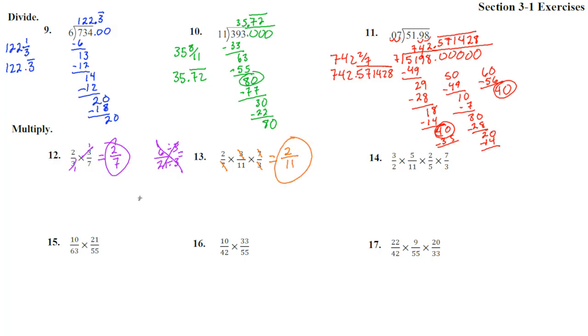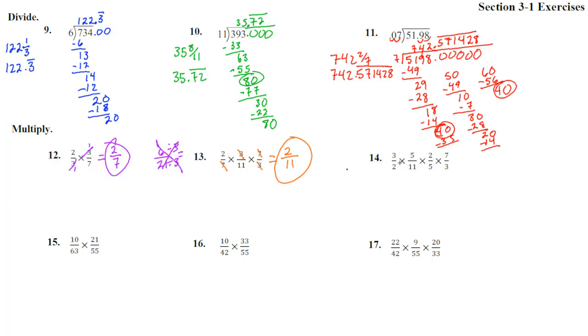Look how nice and slick that is. If you did it the big way, 2 times 3 is 6 times 7 is 42, and 7 times 11 is 77, times 3 is 231. Then you could reduce by a 7 and a 3 in top and bottom, and then you get 2/11. But yeah, this canceling ahead is nice.